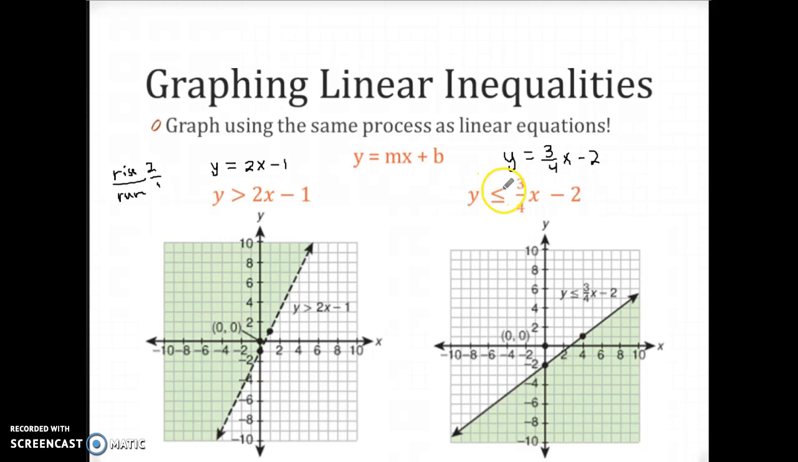Over here we have less than or equal to, so a solid line for our boundary line because of that equal sign. And since it's less than, I want to shade all numbers that are less than that line. So if this is at negative 2, well, here's negative 3, negative 4, negative 5, negative 6. These are all less than where this equation is, so I'm going to shade everything underneath that entire line.